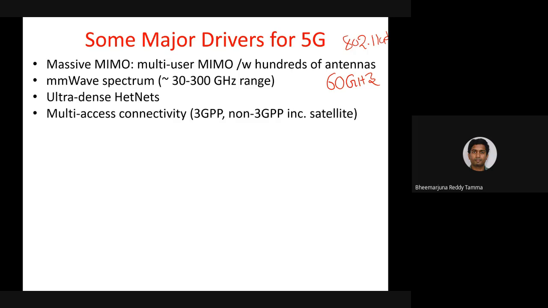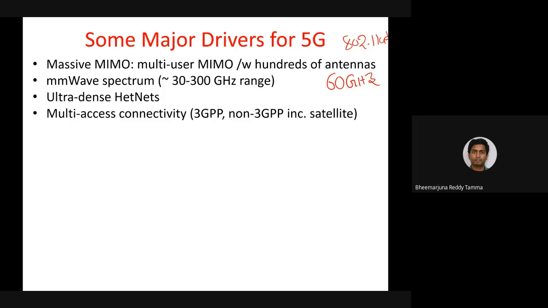So we are talking about something called multi-access connectivity. Here we are talking about 3GPP technologies and non-3GPP technologies, including satellite, working together to provide ubiquitous coverage. I think this morning I shared an article about Amazon and Starlink thinking about coming to India to provide satellite-based internet connectivity. It has many advantages, and having said that, it also has many challenges.